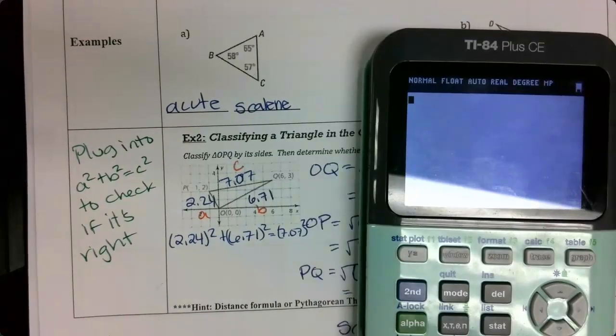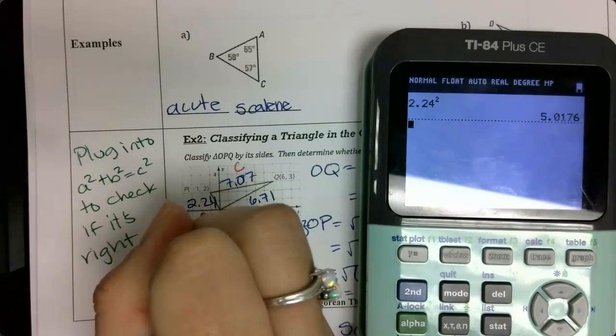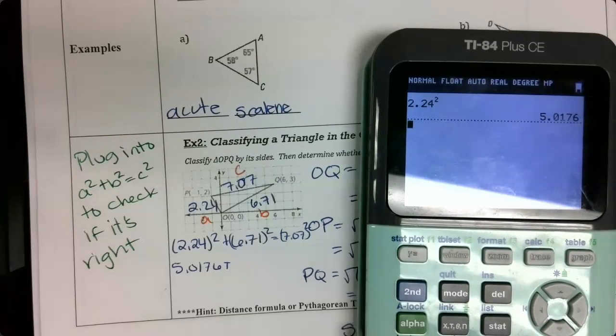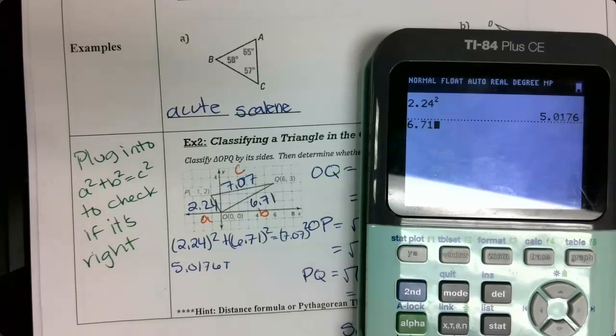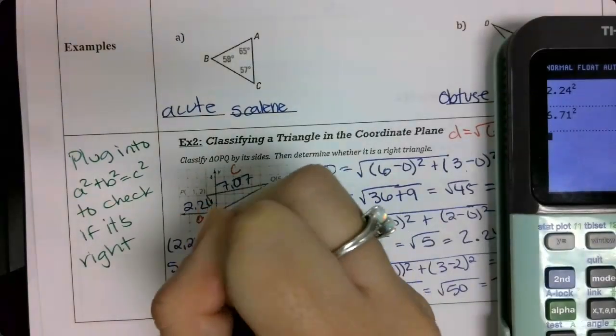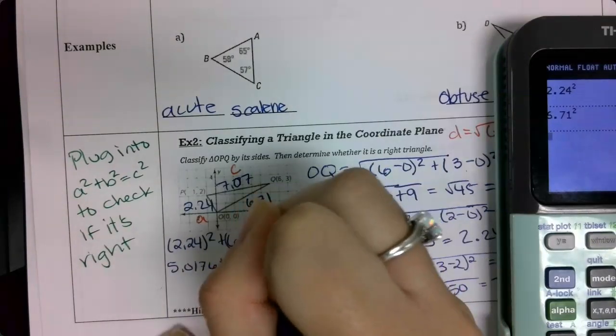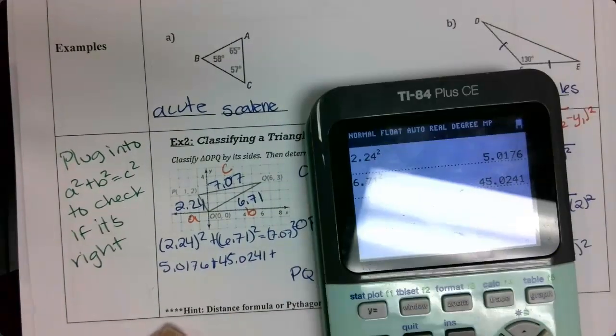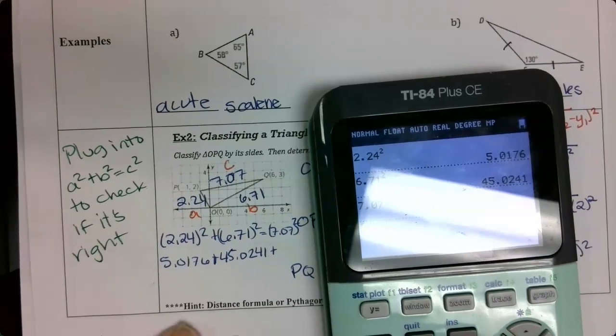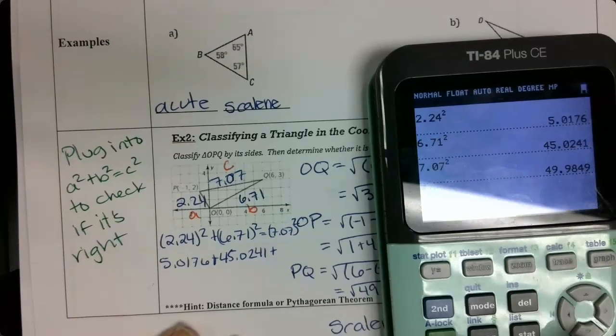So on my calculator, I want to figure out what these are. So I'm doing 2.24 squared, which gives me 5.0176. And then I'm going to do 6.71 squared, which gives me 45.0241. And then I want to do 7.07 squared, which gives me 49.9849.